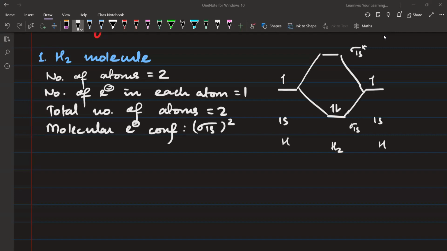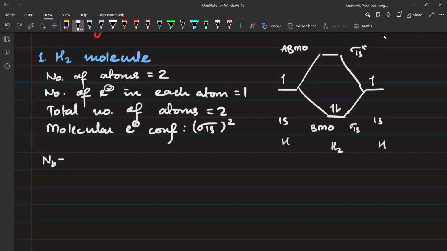Yes, sir. Now we are going to have analysis. Analysis of hydrogen molecule. Number of bonding. This is BMO, right? This is bonding molecular orbital. This is anti-bonding molecular orbital.